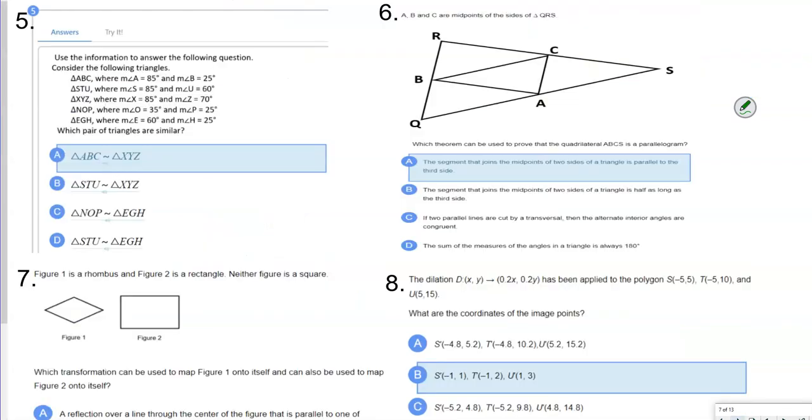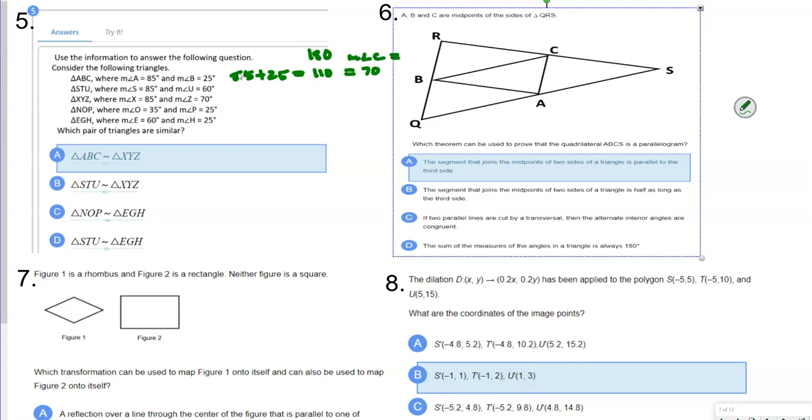Okay? So our next one's number 5. It says use the following information to answer the following question. Consider the following triangles. So in triangle ABC, we have that angle A is 85 and angle B is 25. So we can add those two together. 85 plus 25, that would be 110. And we're going to subtract that from 180. 180 minus 110 is equal to 70. So that means the measure of angle C equals 70. So that's what we're going to do for all of these.